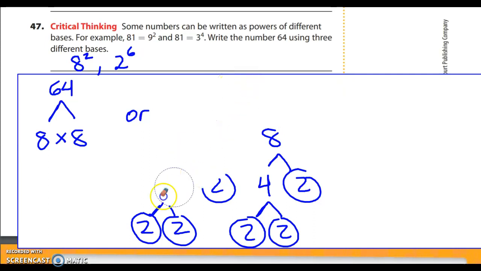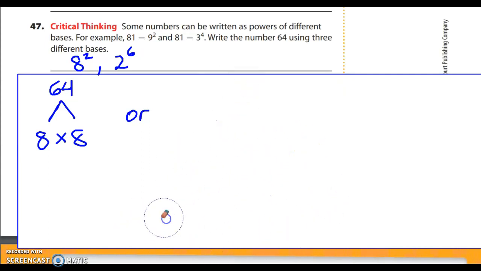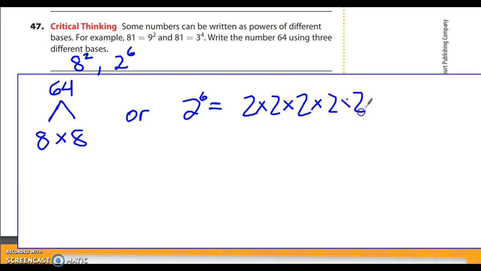Now if that is a little confusing to you, let's just check it. Does that work? 2 to the 6th power means 2 times 2 6 times. So I'm going to count out 6 2's here. And this 2 times 2 is 4, and this 2 times 2 is 4, and this 2 times 2 is 4. And I actually stumbled upon my third answer. It could be 4 times 4 times 4, which is 4 to the 3rd power.